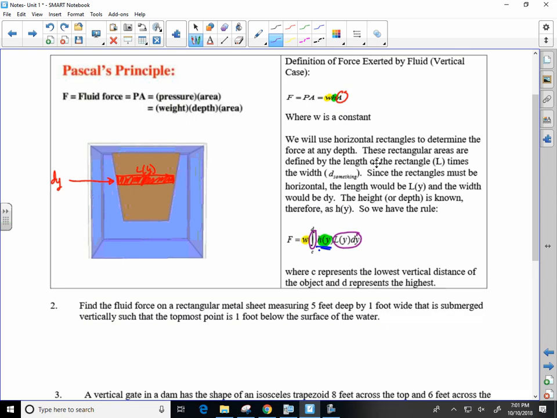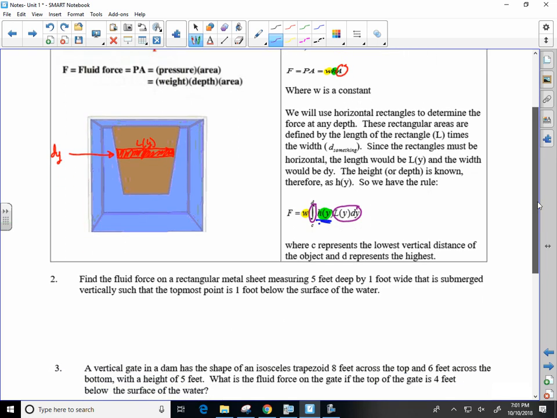Find the fluid force on a rectangular metal sheet measuring 5 feet deep by 1 foot wide that is submerged vertically such that the topmost point is 1 foot below the surface of the water. All right, so lots of words.